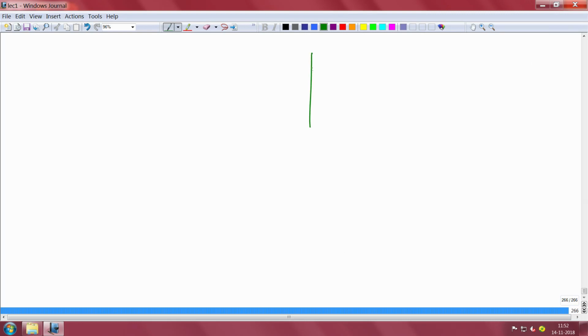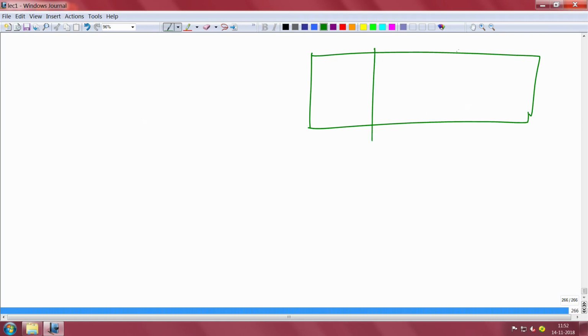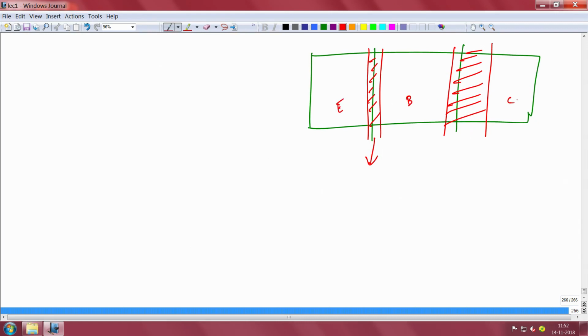For example, let me draw a good picture here. Again I am drawing the emitter, base, collector. Emitter will have a small depletion region here, and collector will have a large depletion region here. This is a depletion region in a forward bias emitter base junction. This capacitance will store some charge, which will be delta QBE, the base emitter charge. Similarly, this will store some charge which will be delta QBC.